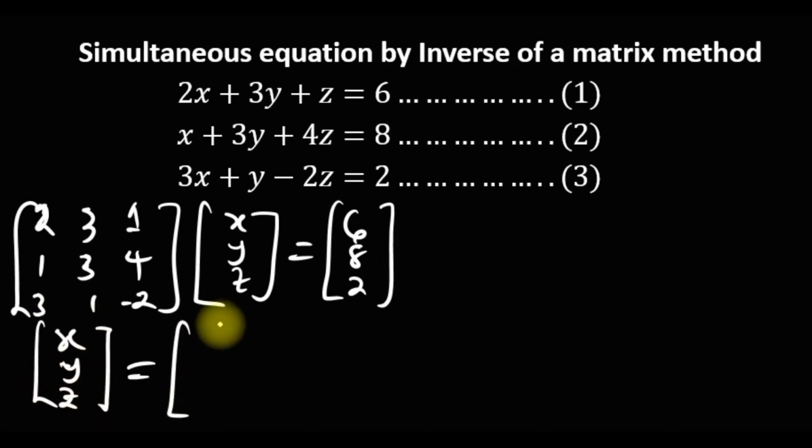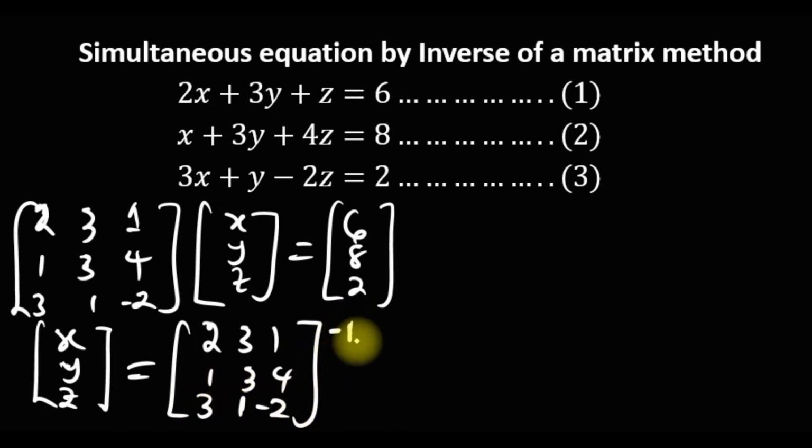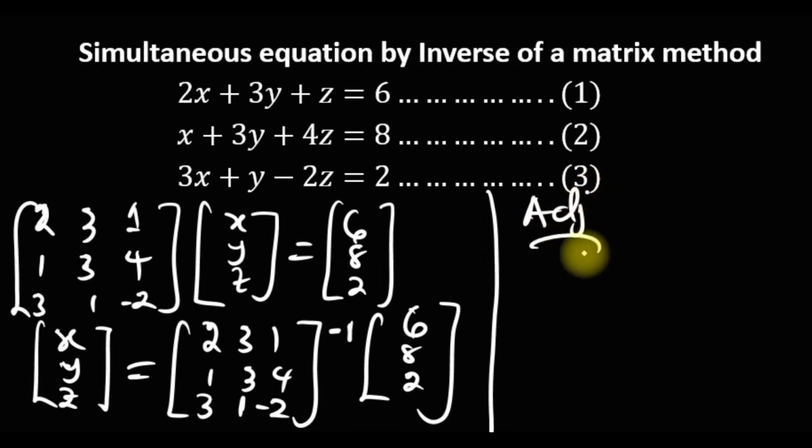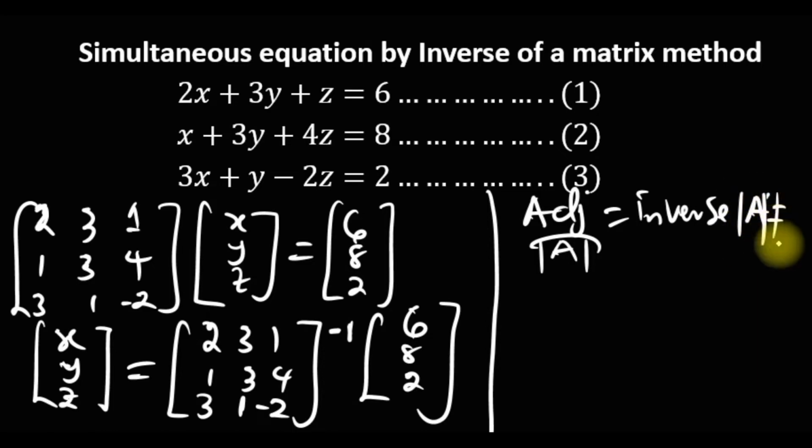This becomes the inverse of the matrix 2, 3, 1, 1, 3, 4, 3, 1, minus 2, all raised to the power minus 1. So our main target is now to find the inverse of this. And remember, to find the inverse of a matrix, if we call this matrix A, the inverse is the adjoint over the determinant. And remember, for this to have an inverse, the determinant must not be 0.